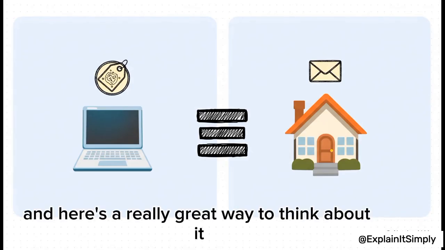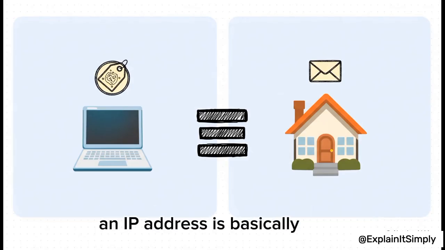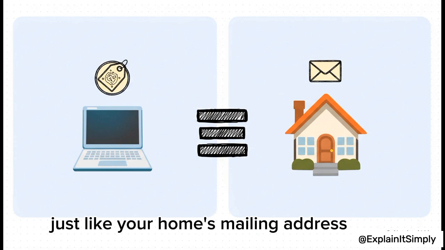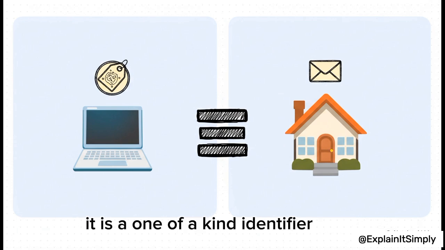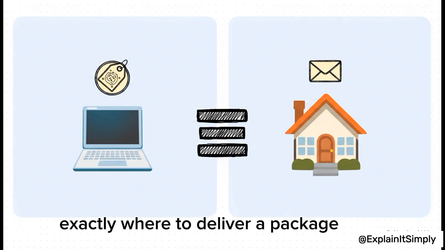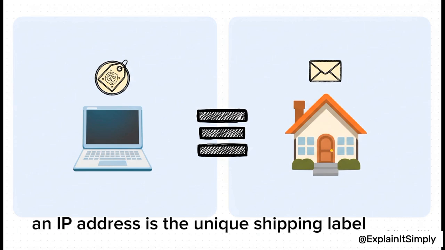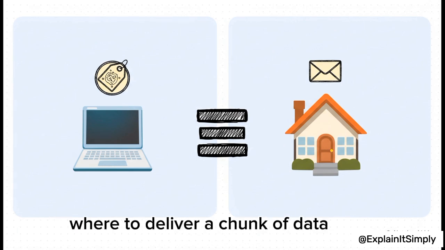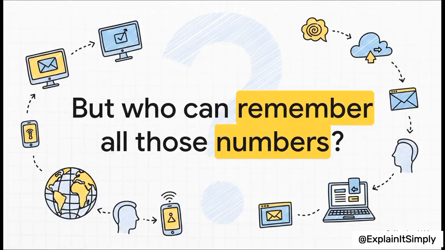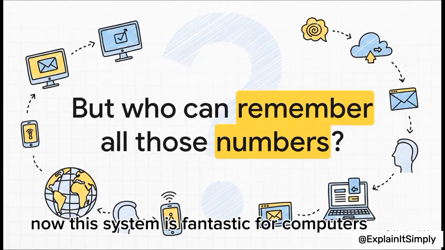And here's a really great way to think about it. An IP address is basically just like your home's mailing address. It is a one-of-a-kind identifier that tells the Postal Service exactly where to deliver a package. In the exact same way, an IP address is the unique shipping label that tells the network where to deliver a chunk of data.